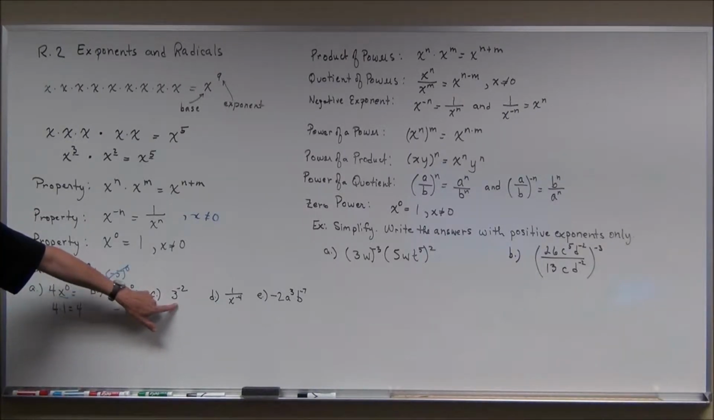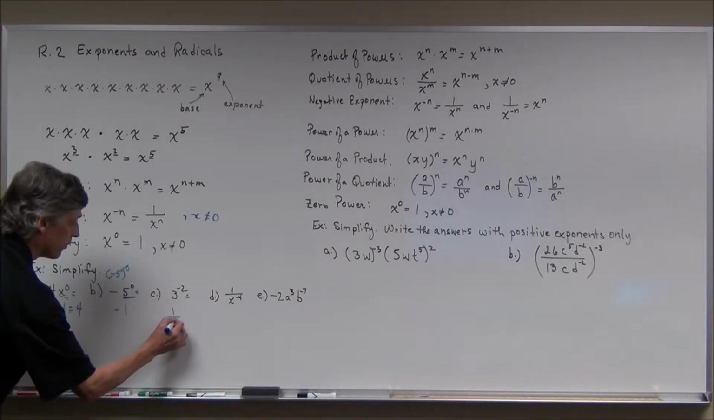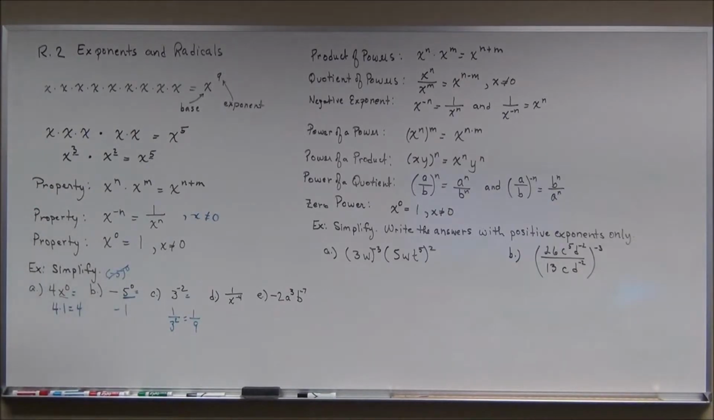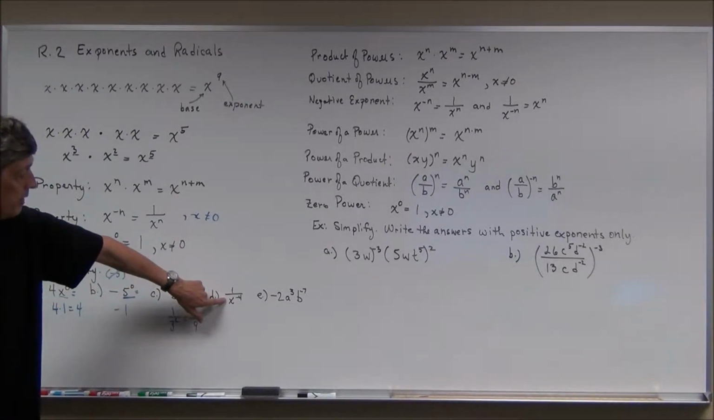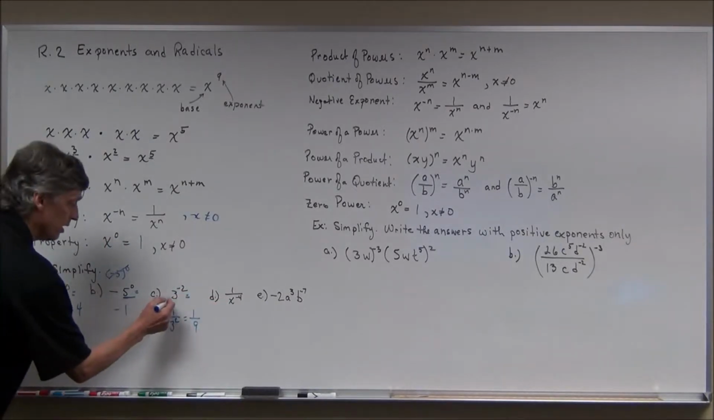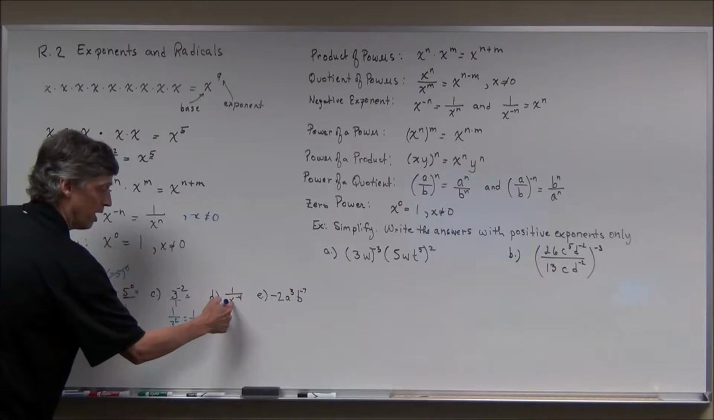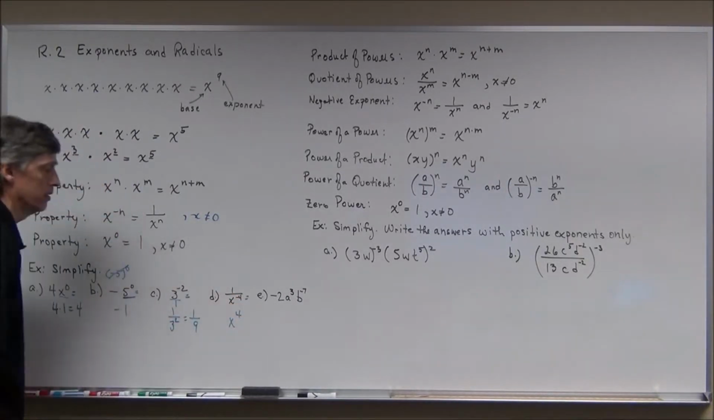Using the negative exponent, 3 to the negative 2 is better known to its friends as 1 over 3 to the positive 2, or 1 over 9. Not so bad. Now what happens with the negative exponent in the denominator? Well, here it went from the numerator to the denominator. Here it goes from the denominator to the numerator. This becomes x to the positive 4.